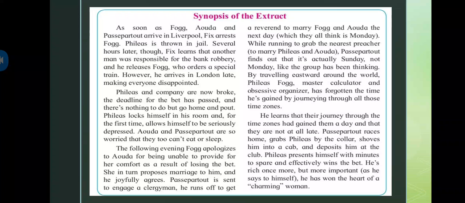Okay, and then Oda and Passepartout are so worried that they can't eat or sleep. Both of his two companions, Oda and Passepartout, were unable to eat or sleep. The following evening, Fogg apologizes to Oda for being unable to provide for her comfort as a result of losing the bet.